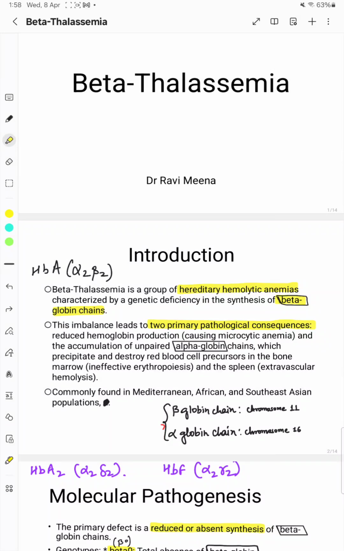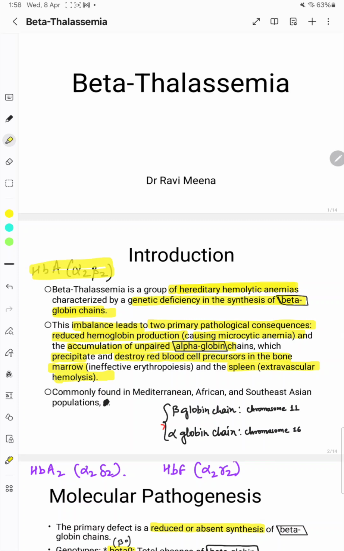In this video we will discuss beta thalassemia. So beta thalassemia is a group of hereditary hemolytic anemias characterized by a genetic deficiency in the synthesis of beta globin chains. This imbalance or decreased beta globin chain synthesis leads to two primary pathological consequences. One is reduced hemoglobin production causing microcytic and hypochromic anemia, and the accumulation of the unpaired alpha globin chains which precipitate and destroy the red cell precursor in bone marrow and in the spleen.